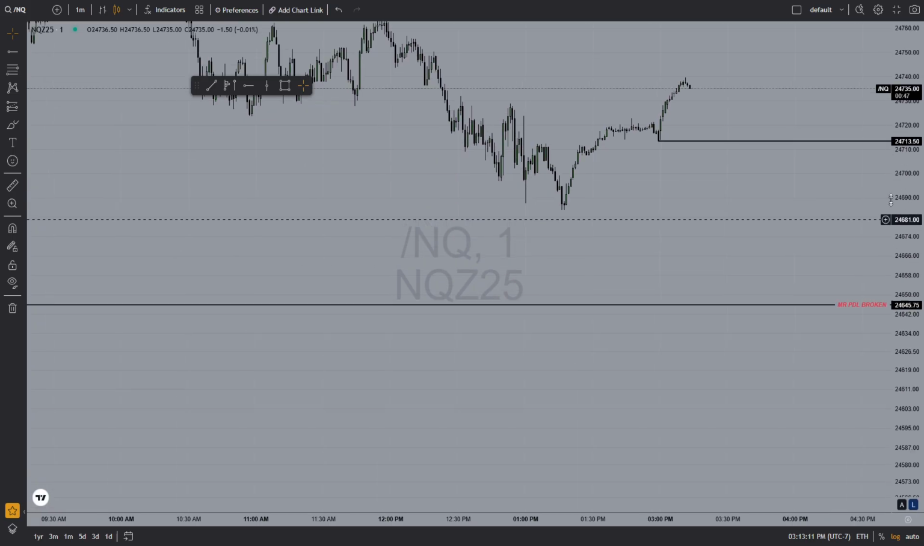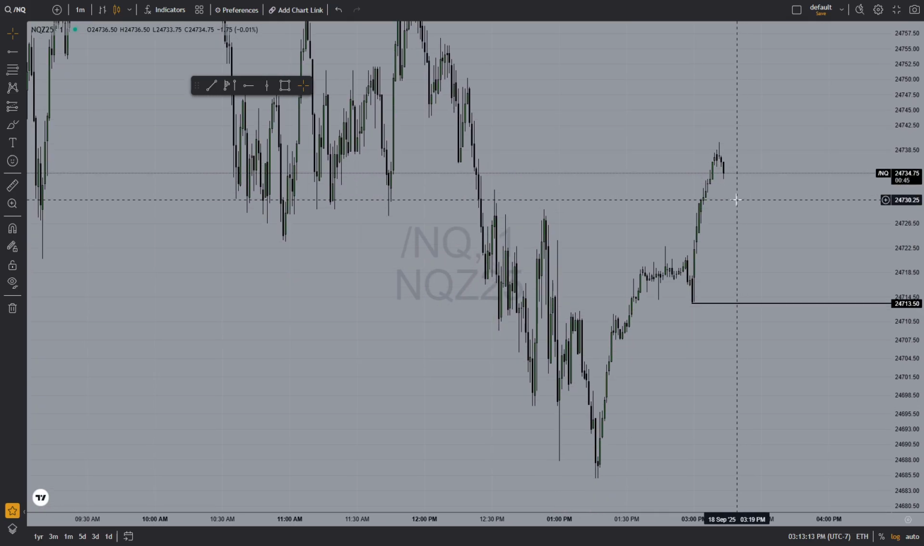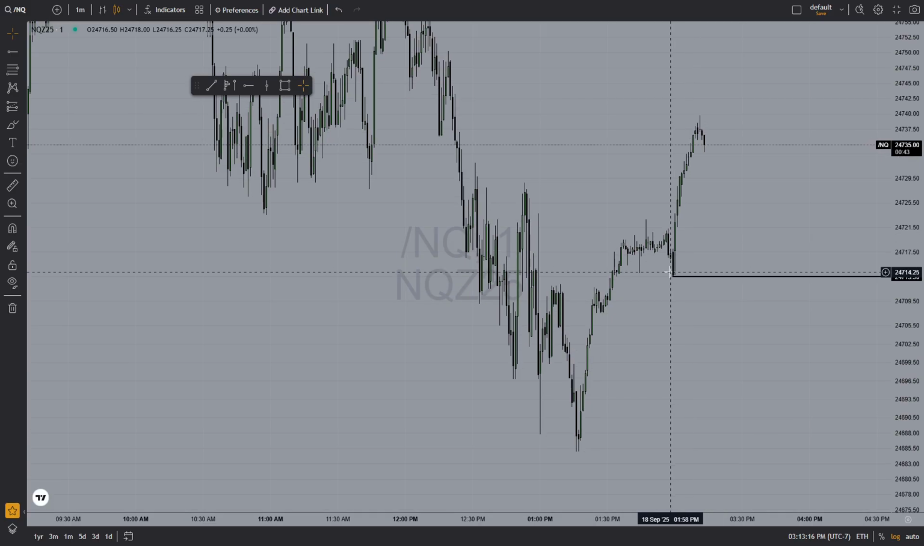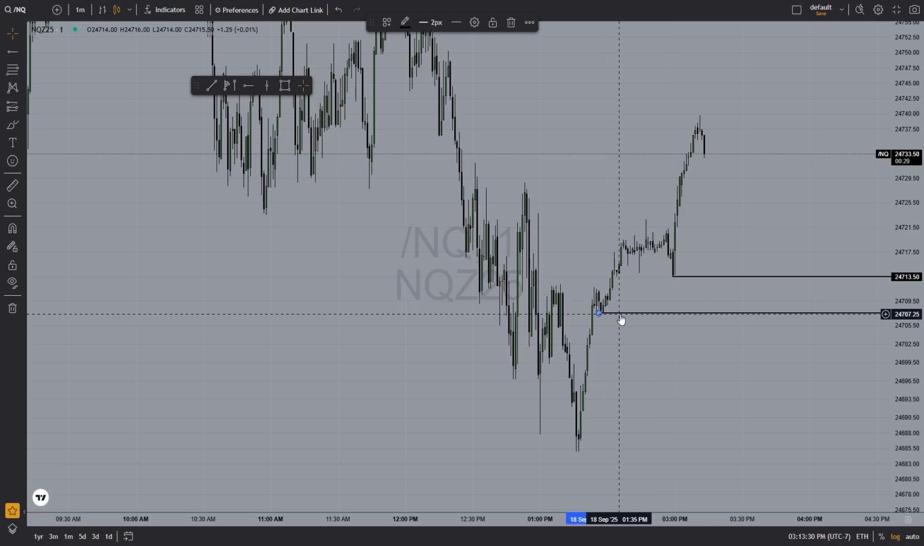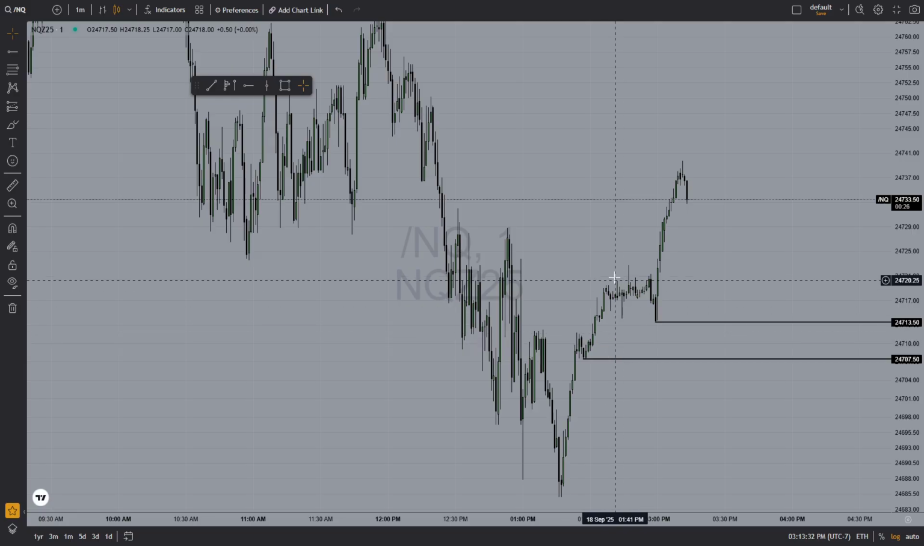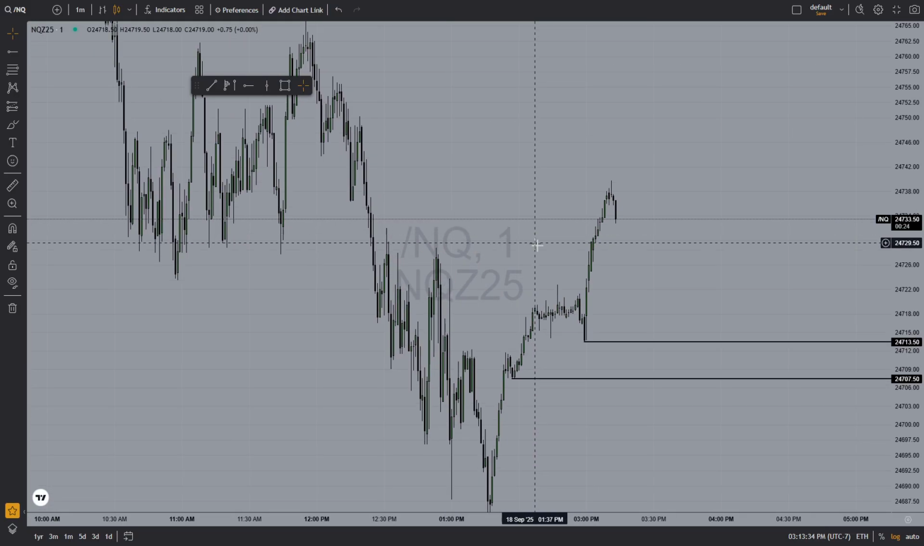Now, where would you enter? If it's buys, usually how I would like to do it is I would enter before we break that 2 o'clock candle, which is right here, and keep my stop loss behind that next low that we have. And it's vice versa.